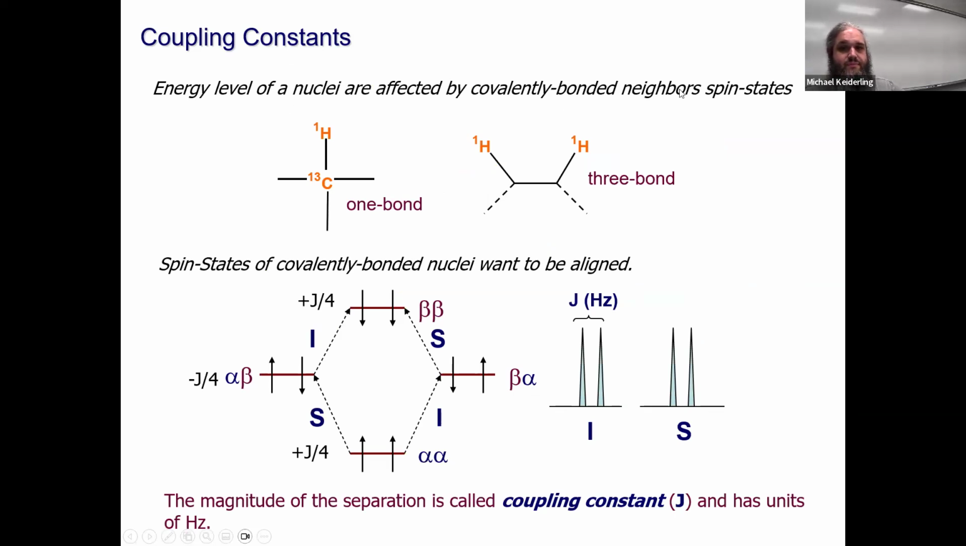So the energy level of nuclei are affected by covalently bonded neighbors' spin states. This is a 1 bond between hydrogen and carbon-13. This is a 3 bond pairing between hydrogen and hydrogen. The spin states of covalently bonded nuclei want to be aligned, so you get this splitting into levels and 2 peaks. And the magnitude of the separation is called the coupling constant and has units of Hertz.